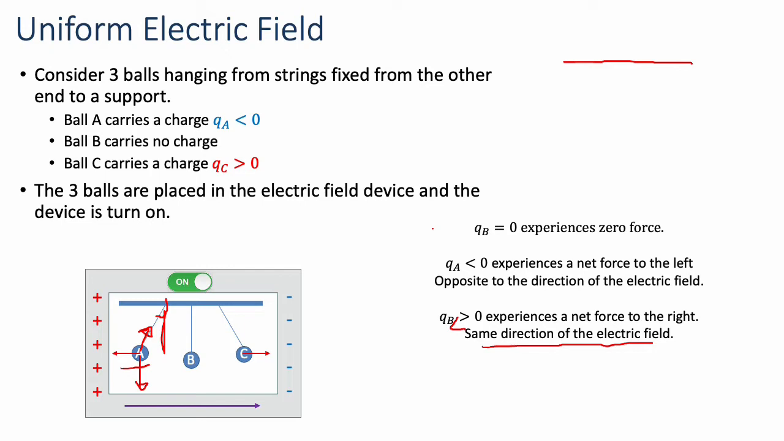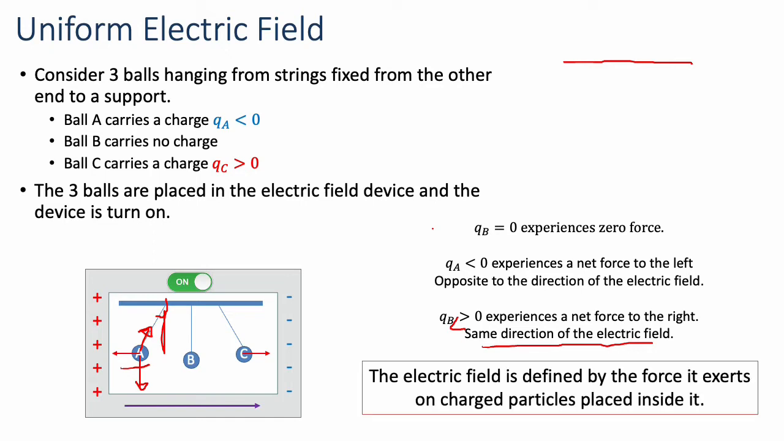So when I put a positive charge in the electric field, it would feel a force in the same direction as the electric field. A negative charge would feel a force opposite to the electric field, and a neutral object would have no force on it. So the way I define the electric field, I define it in terms of the force it exerts on charged particles that are placed inside it.